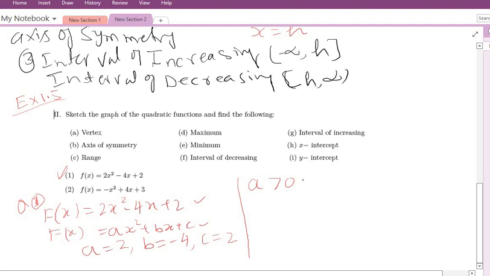So now see, a is 2, that means a is positive. If a is positive, then as I told you, the shape of the parabola opens up. That is number one thing: the shape is always like this. Number second thing is what we have to do after that.